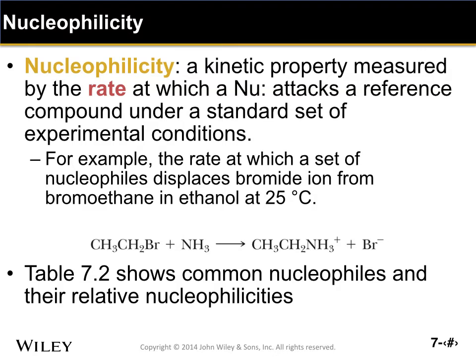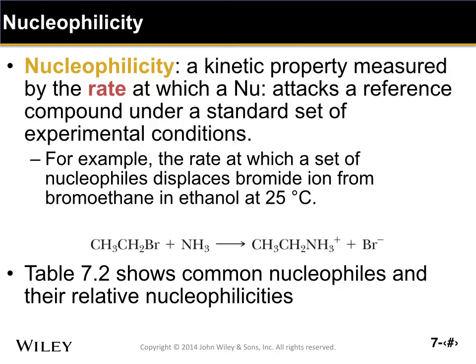In the last slide, I mentioned that we were going to talk about some of the factors that lead us to believe the mechanism extremes. One of these has to do with nucleophilicity. Nucleophilicity is a kinetic property. It has to do with rates, how fast a reaction occurs. Typically these are measured against standard compounds.